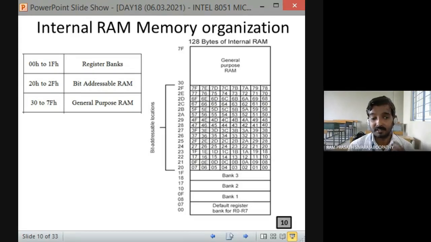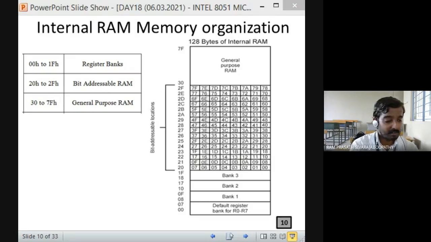No, Dixon. See, from 128, you just subtract 32 and 16. You will be getting, I think, 80 bytes. Correct? Yes, very good, Andrew. 80 bytes. So 128 bytes, 32 bytes for register bank, 16 bytes for bit addressable RAM area. So we'll be having the remaining 80 bytes. That we call the general purpose RAM area or scratch pad area.